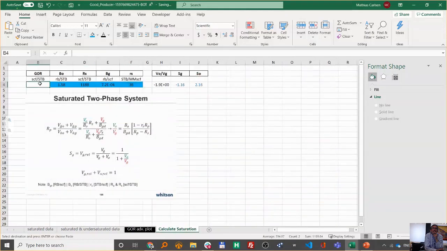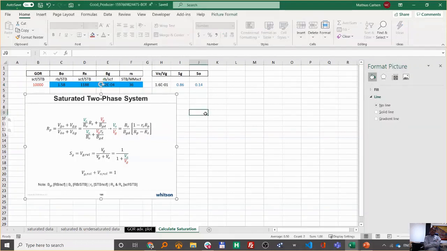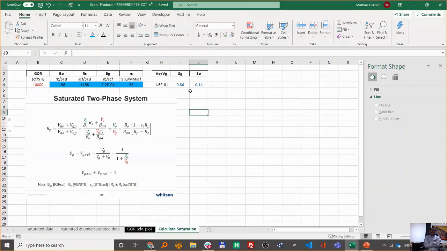And we include that the total GOR was 10,000. These properties right here to the right should already be programmed for you, so the formulas are there and the equations are given in this slide that's just pasted in here. And we see that most of the gas in this grid cell, this imaginary grid cell, or most of the volume is occupied, or saturation is occupied by gas, so 86%, and the rest is then an oil saturation of around 14%.